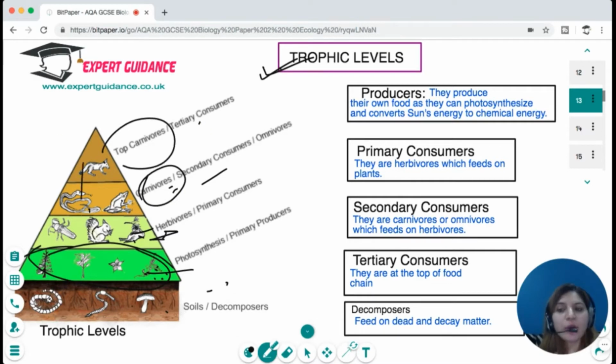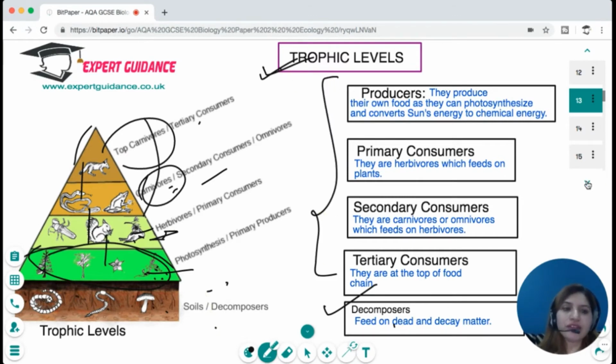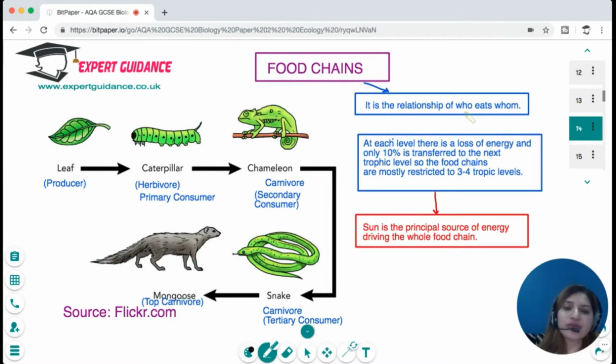Now, when all of them die, there is another trophic level, the decomposers, which feed on dead and decaying matter and cause the decay effect. Okay, so you should know the different trophic levels, and these trophic levels are interconnected with the food chain. So a food chain is a relationship between who eats whom.